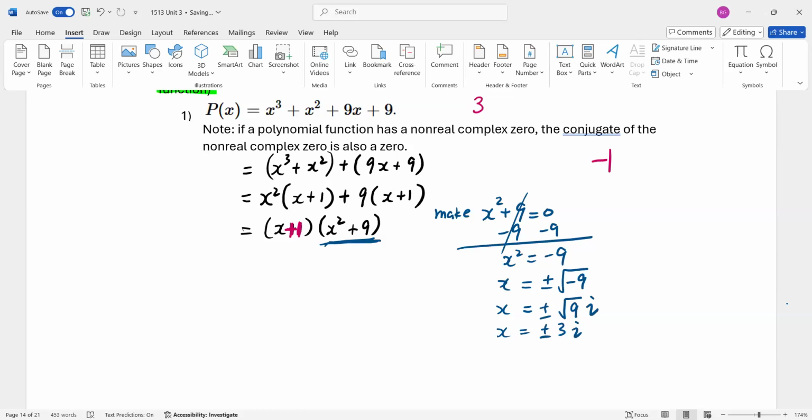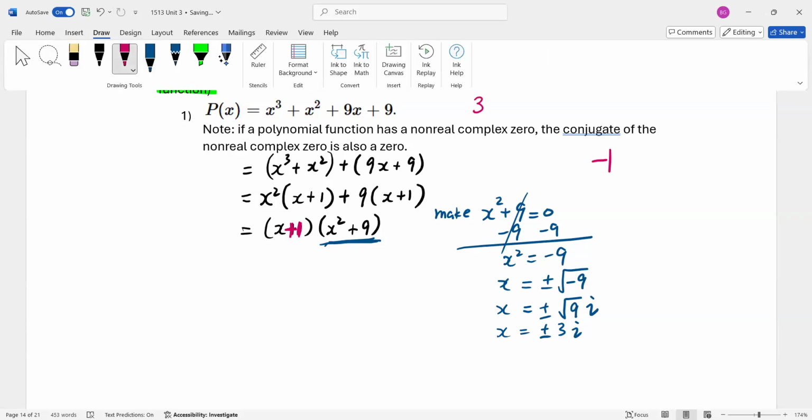We found another 2 zeros. Guys, we found another 2 zeros. The other 2 zeros are not real numbers. They are non-real complex: 3i, -3i. So some of you, if you can actually see here, x squared plus 9 can be written as x plus 3i times x minus 3i. If you don't see it, it's totally fine.